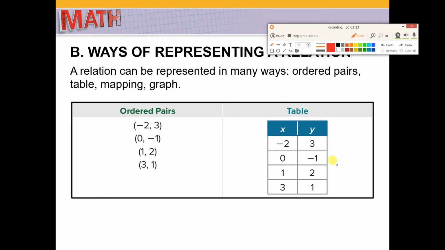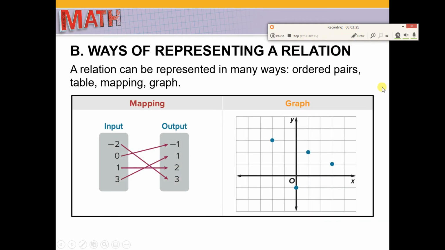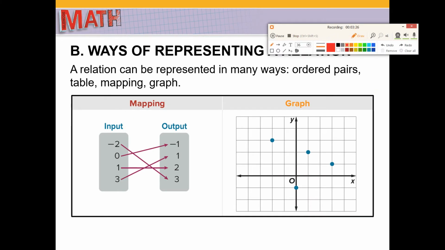And the table is in this form. Of course, it's in a table form. And then mapping is something that looks like this, wherein you have the input and your output. The input again is the X value and the output are the Y values. And you have arrows, which we will be discussing later, how to write in ordered pairs. And of course, the graph.